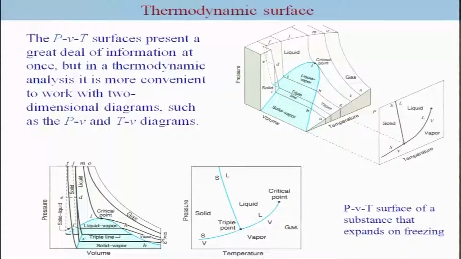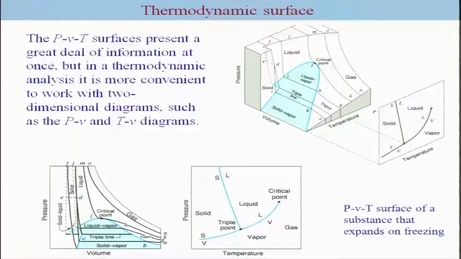Now, in general you have three variables, the pressure, volume and temperature, and thus you can obtain the thermodynamic surface, and this is a representation of the 3D PVT surfaces. This is more complicated to understand, and this is the reason that we often work on a two-dimensional diagram such as the PV and TV diagram. Just to take an example of this, this is a PVT surface for substances which expand on freezing. The example is water, and that is due to the hydrogen bonding.